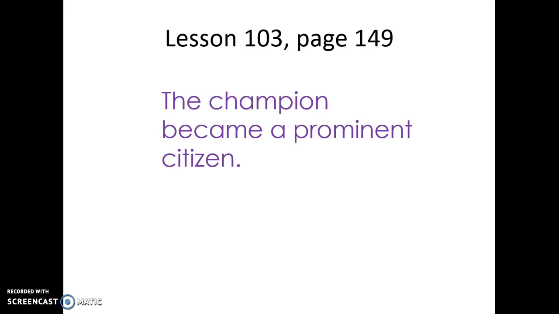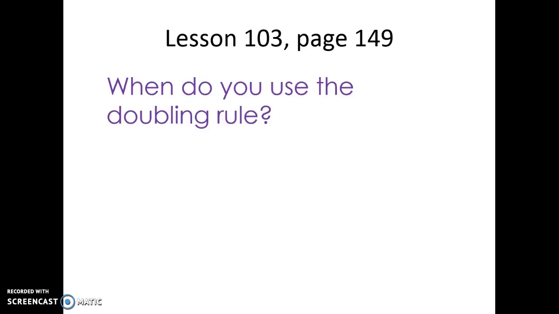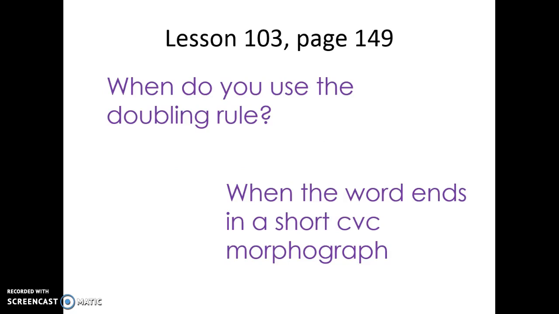We're going to move on to part C. Remember when you use the doubling rule? We use the doubling rule when the word ends in a short CVC morphograph. Point to Rob. Does Rob end in a short CVC morphograph? What's the morphograph it ends in? Rob. So do you use the doubling rule when you spell robbing? Instead of spelling robbing out loud, I'm going to ask you to write it underneath the word rob. Write robbing.